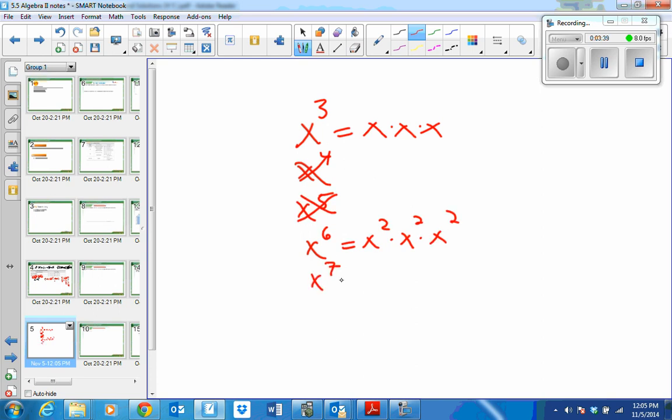X to the seventh, can't happen. X to the eighth, even though you think it should be able to happen because 8 is a perfect cube, it can't. X to the ninth can now be written as x to the third times x to the third times x to the third. So just looking at the exponent alone, in order to have a perfect cube, that exponent is going to have to be a multiple of 3.